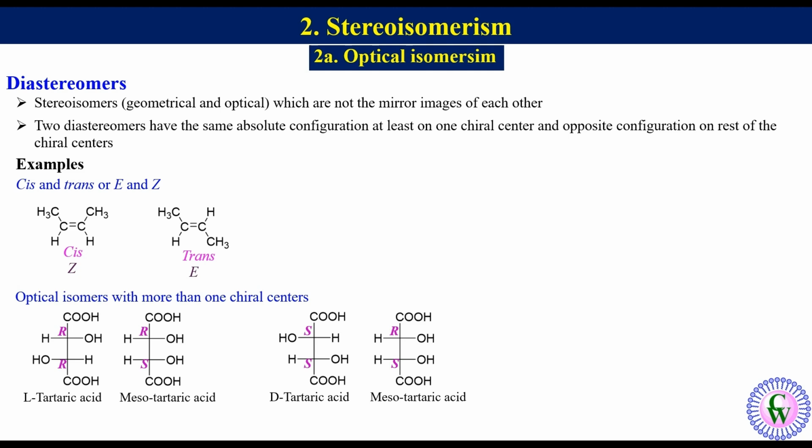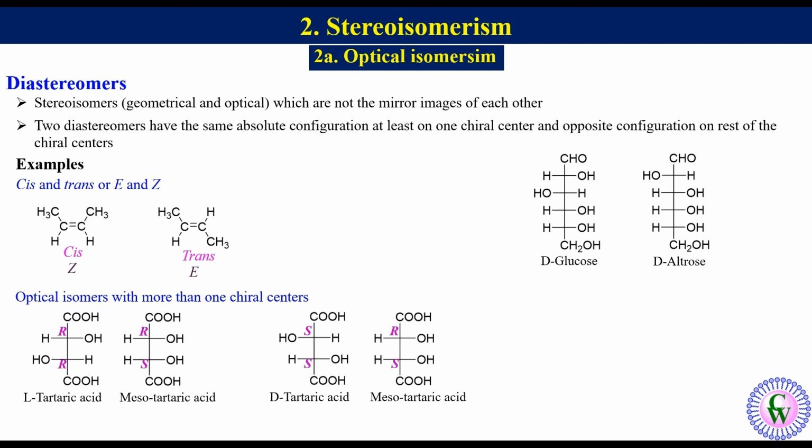Another example is pair of D-glucose and D-aldose. It is clearly visible that they are optical isomers but not the mirror images of each other. We can also draw the conclusion by comparing the absolute configurations. Here we can see that they have the same configuration at C4 and C5 and opposite configuration at C2 and C3. So they are diastereomers.